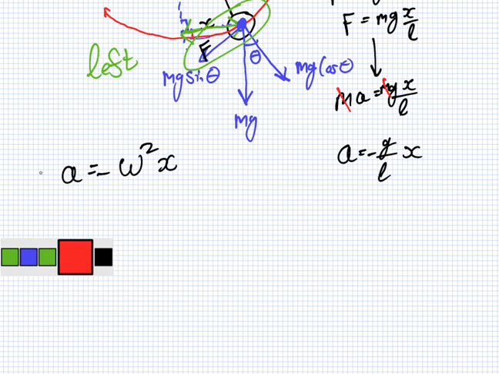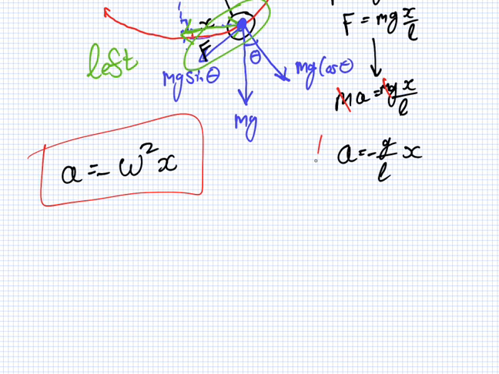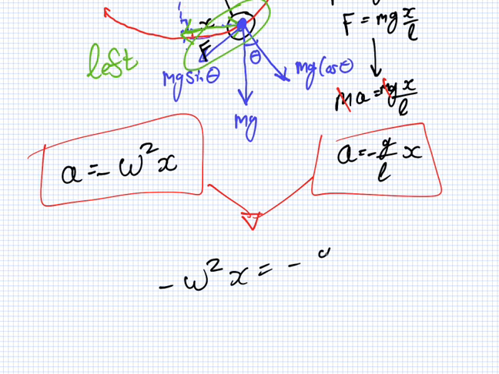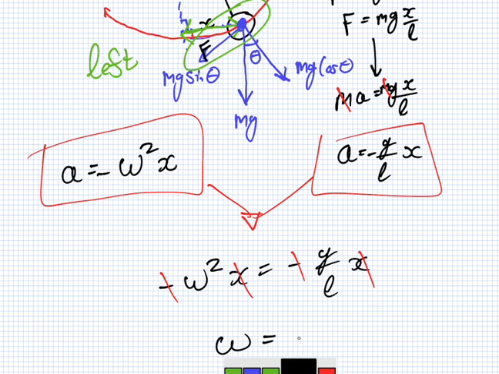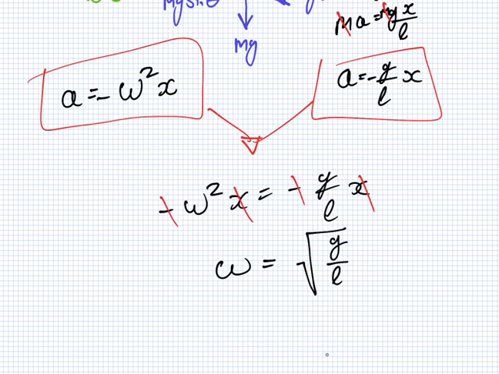Okay, so we have this formula, and we have this formula, and we can put them together. So I get minus omega squared x equals minus g over L x. So what does omega equal? The minuses go, the x's go, so omega equals root g over L.